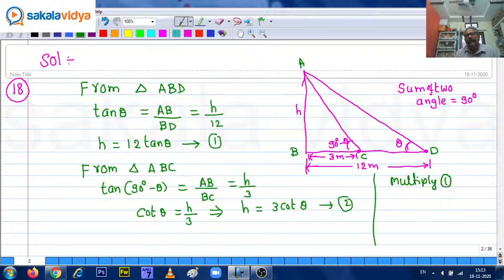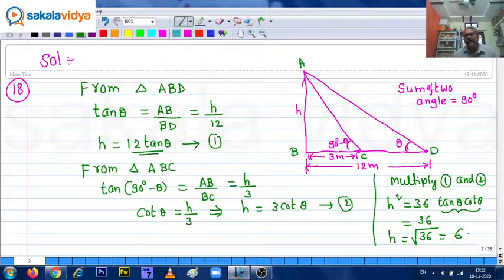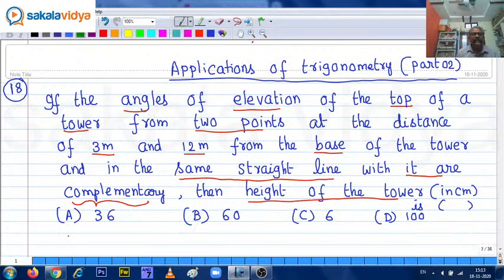Now multiply 1 and 2. If you multiply 1 and 2, H into H is equal to H square, 12 tan theta into 3 cot theta, 36 tan theta into cot theta. See, tan theta into cot theta becomes 1. So this is 36. H equals square root of 36, which is 6, is the answer. So that means C is the answer. That is 6 meters, not centimeters, 6 meters is the answer.